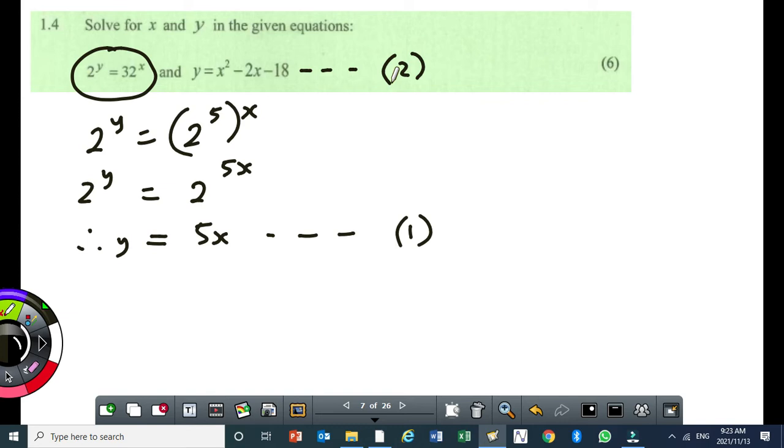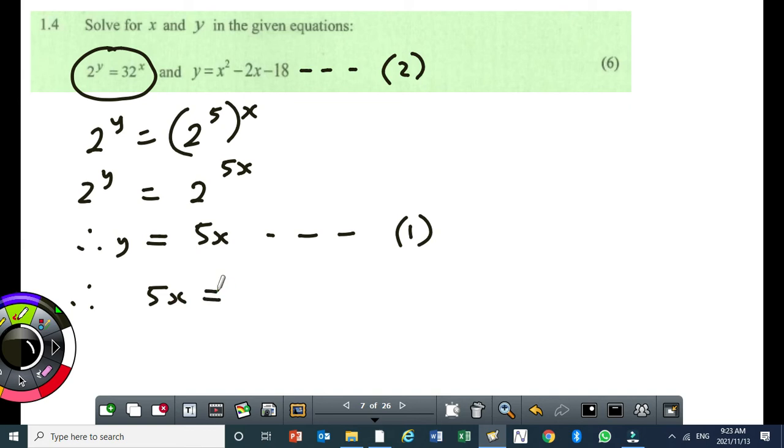So I can tell myself that this is equation 1, and then I can call that one equation 2. Following that, I'll substitute where there is y in equation 2, I'll put 5x. So I can write here therefore 5x will be equal to x squared minus 2x minus 18. Okay? I'm solving now. I have to solve for x only first.